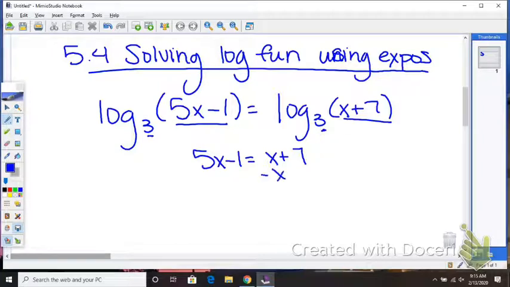So I subtract my x over. So I have 4x minus 1 equals 7. Add 1, add 1.